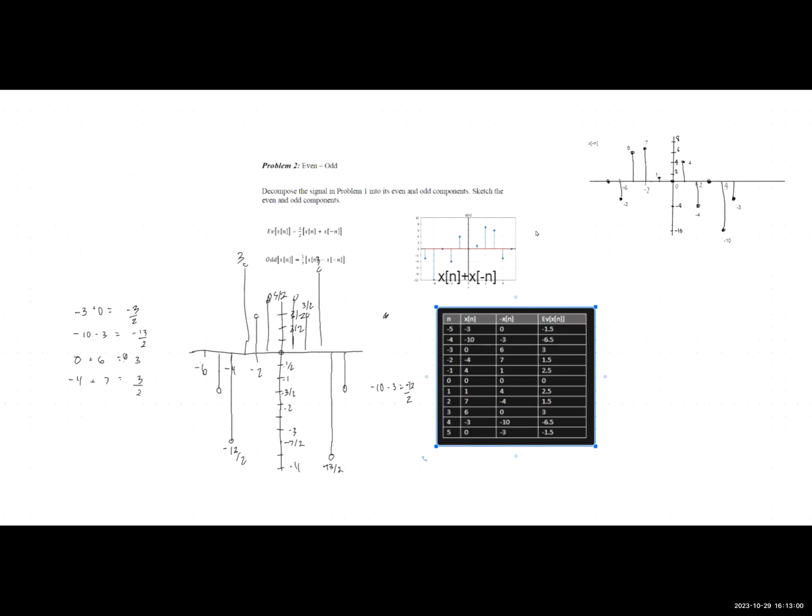And Isabella, you think you're done? 1, 2, 3, 4, 5. Yeah, that looks good. Would you say you're done, Isabella? Yeah. It's a little messy though, so sorry about that, y'all.